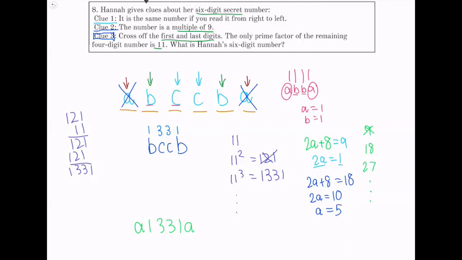So A is 5. So that means the 6-digit number is 513315.